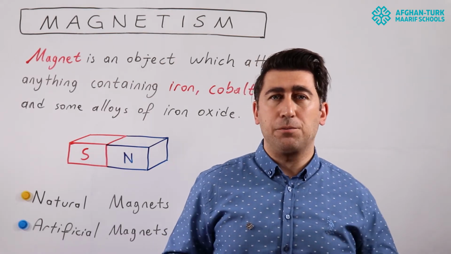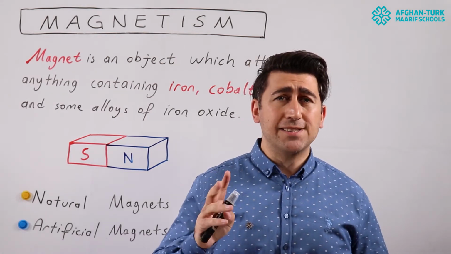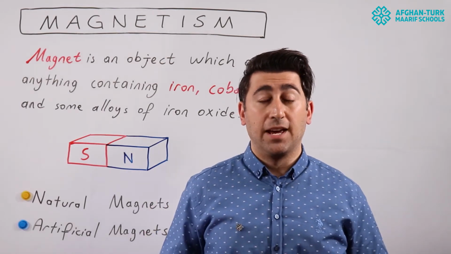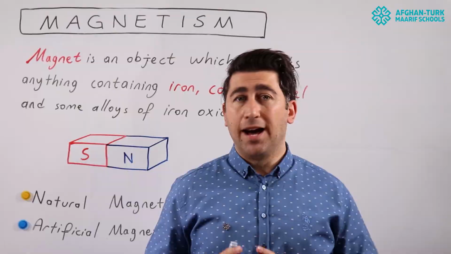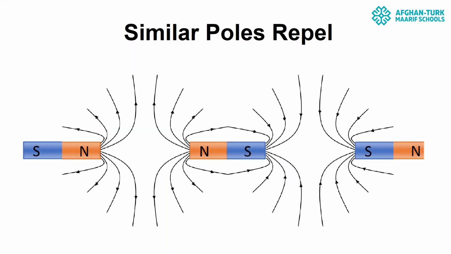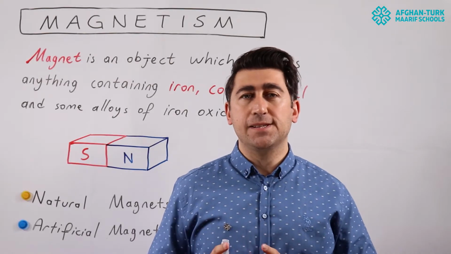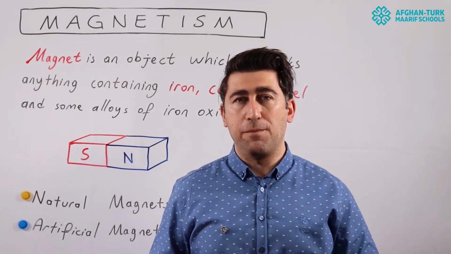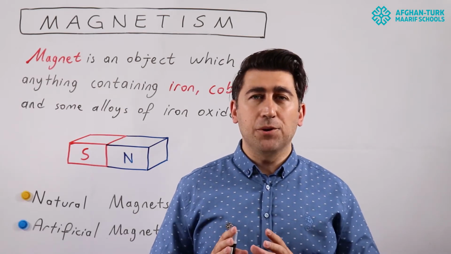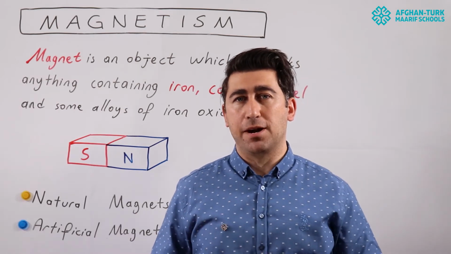Well, the other one is magnetic force. Two magnets can attract or repel each other due to magnetic force. As you can see in the picture, unlike poles attract each other, while similar poles repel each other. A magnetic force is strongest at the poles of a magnet, but it's not limited to the poles. Magnetic forces are exerted all around the magnet.